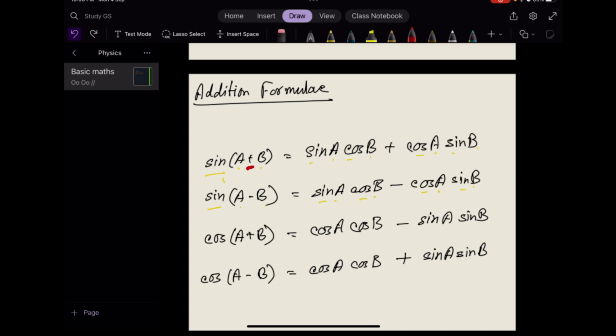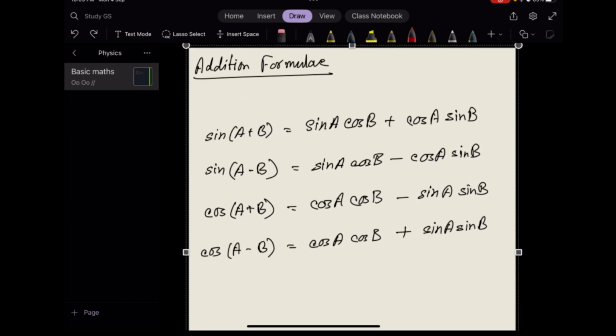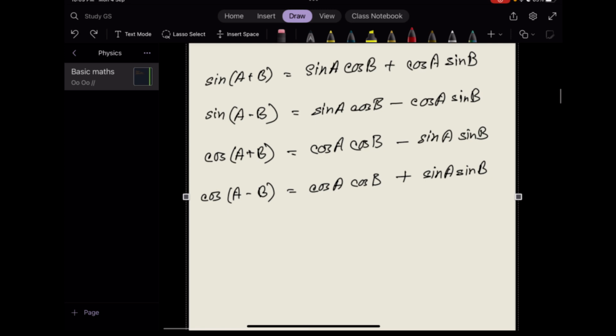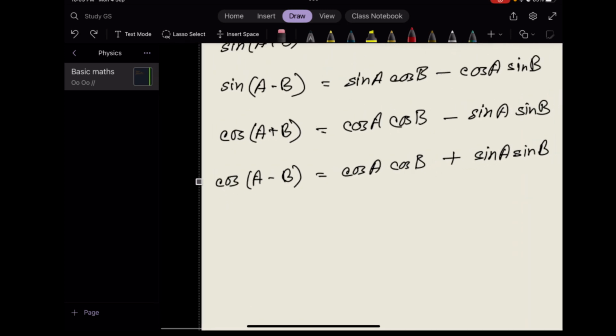Now let's come to the cos part. In case of cos, what you need to do is, if you have cos here, then put cos cos, sin sin.